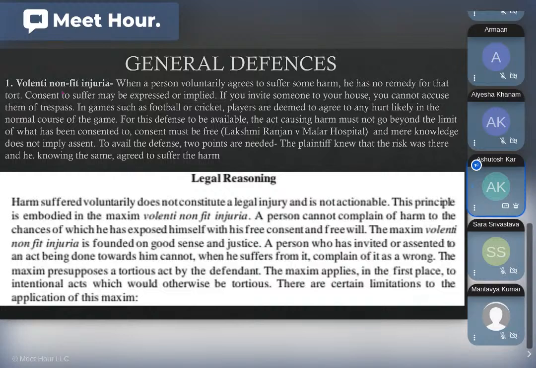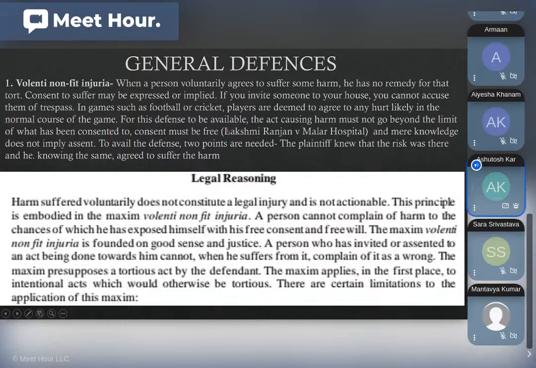In games such as football or cricket, players are deemed to agree to any hurt likely in the normal course of the game. When you are a player holding a bat and playing, you are aware of the risk which the game entails. Sometimes the ball may hit your organs, right? So you have already been deemed to agree to any hurt likely. You cannot file a case against anyone because of that.